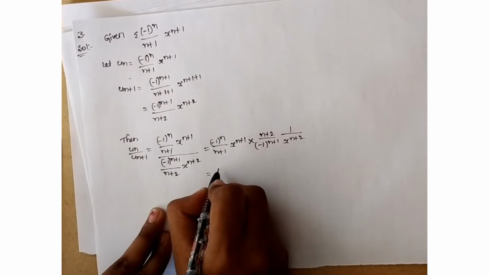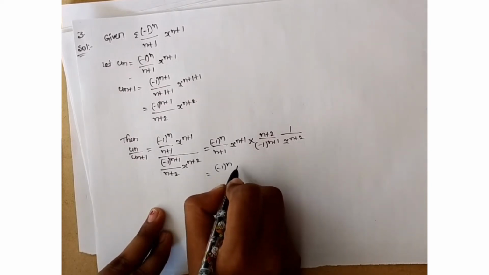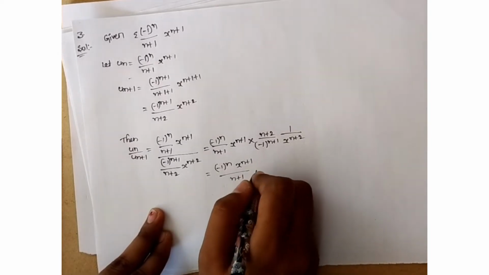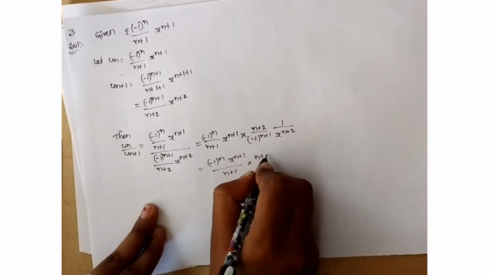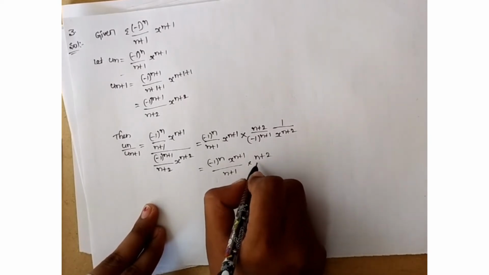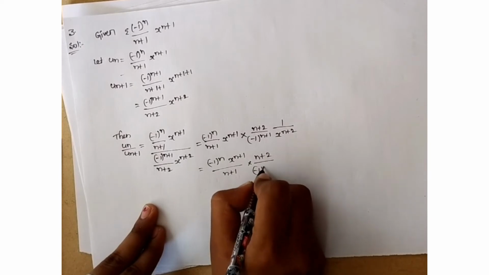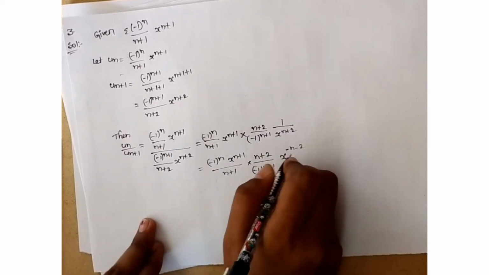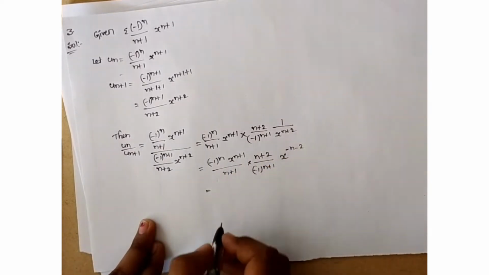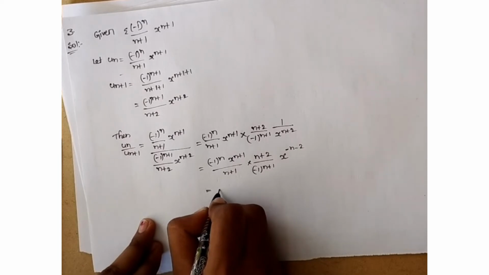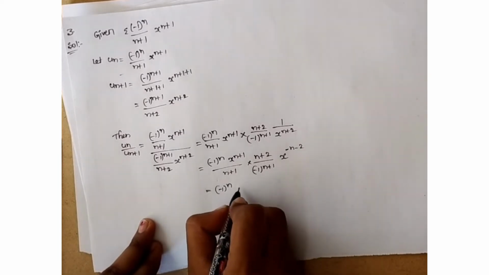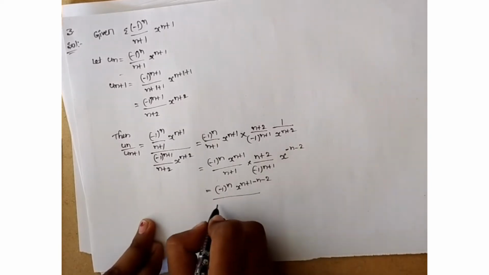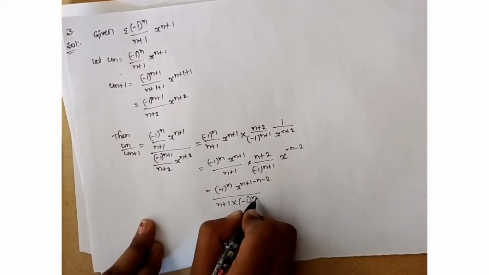That equals (−1)^n x^(n+1) divided by n plus 1, into n plus 2, by (−1)^(n+1). We take it to the numerator, then minus n minus 2. The bases are equal, so the powers should be added: (−1)^n x^(n+1) minus n minus 2, divided by n plus 1 into (−1)^(n+1).